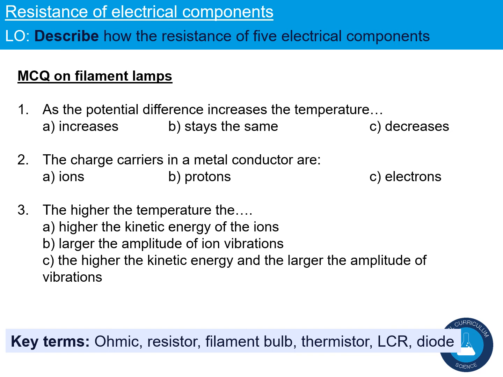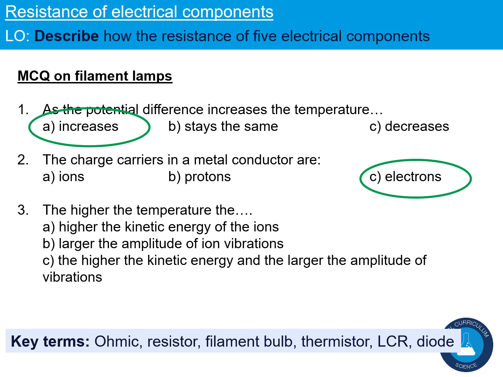So, as the potential difference increases, the temperature increases. So we should have put A for question number 1. The charge carriers in the metal conductor are electrons. It is the free delocalized electrons that can move throughout the material.